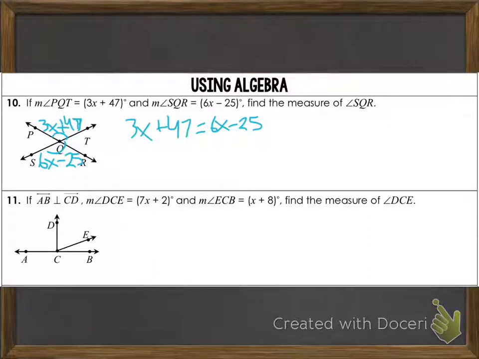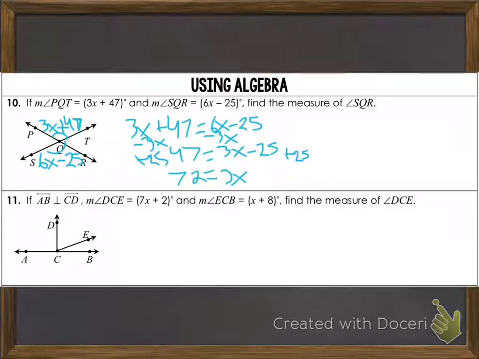We're going to start by subtracting 3x from both sides, and we're going to have 47 equals 3x minus 25, and then add 25 to both sides. And then you are going to get 72 equals 3x, and then divide 3 from both sides, and x is going to be equal to 24.